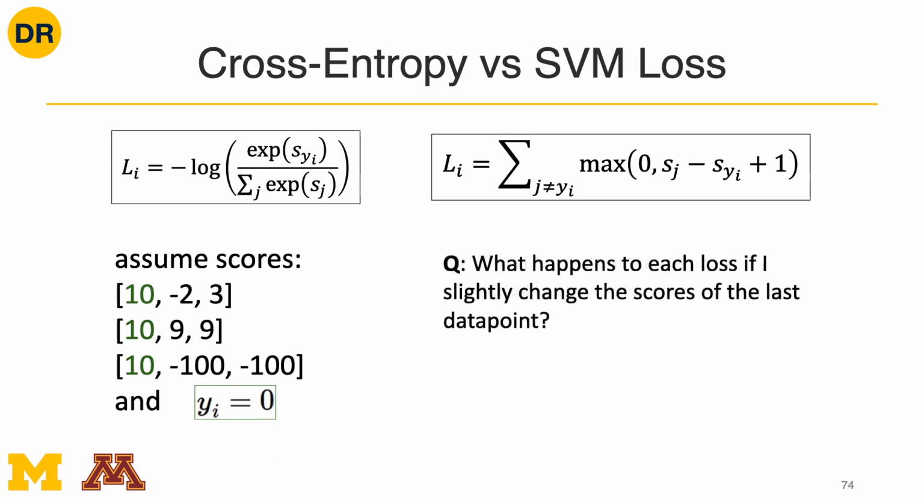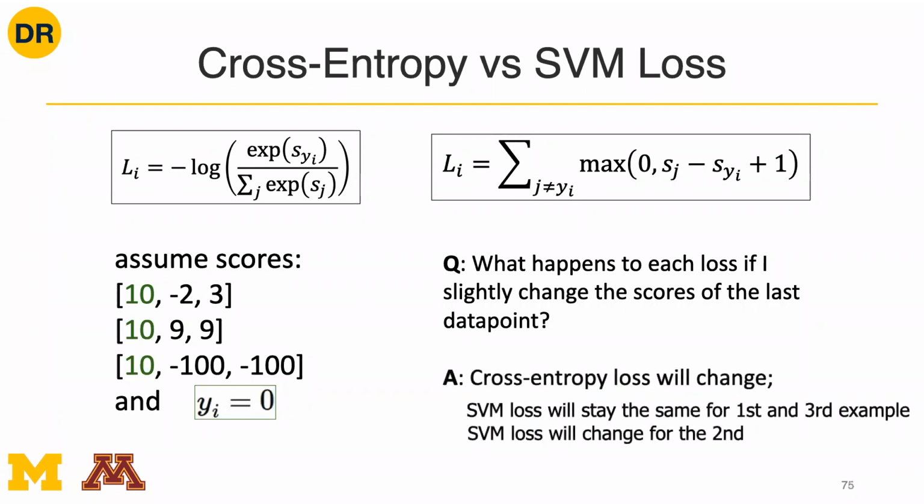What happens to each loss if you slightly change the scores of the last data point? Yes. For the SVM loss, it doesn't change except for the second one, because if it crosses the margin, of course, then you get a positive score. Because the margin is one, that is something to pay attention to. That will have an effect only for the second one. For the others, it will be the same. For the cross entropy, obviously it will change from whatever we saw earlier.